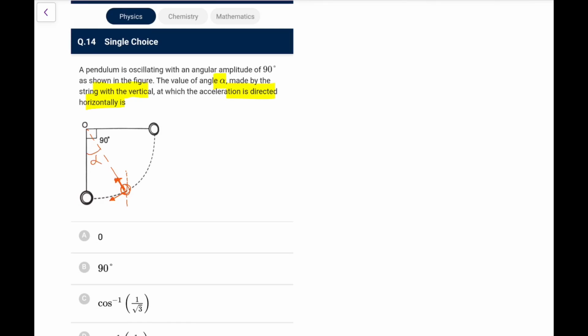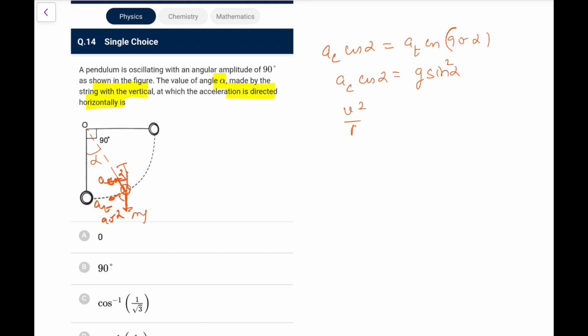If I draw the FBD, I have the force mg and the force T. Because in the vertical there should be no net acceleration, let's say this is AC and this is AT. This angle is alpha, so this will definitely be 90 minus alpha. The first thing I can say is AC cos alpha should match AT cos of 90 minus alpha. AT we already know will always be equal to g sin alpha. So g sin alpha into sin alpha, that is g sin square alpha, should be equal to AC cos alpha, and AC is V square by R. So V square by R cos alpha equals g sin square alpha. This is the first thing I've got.